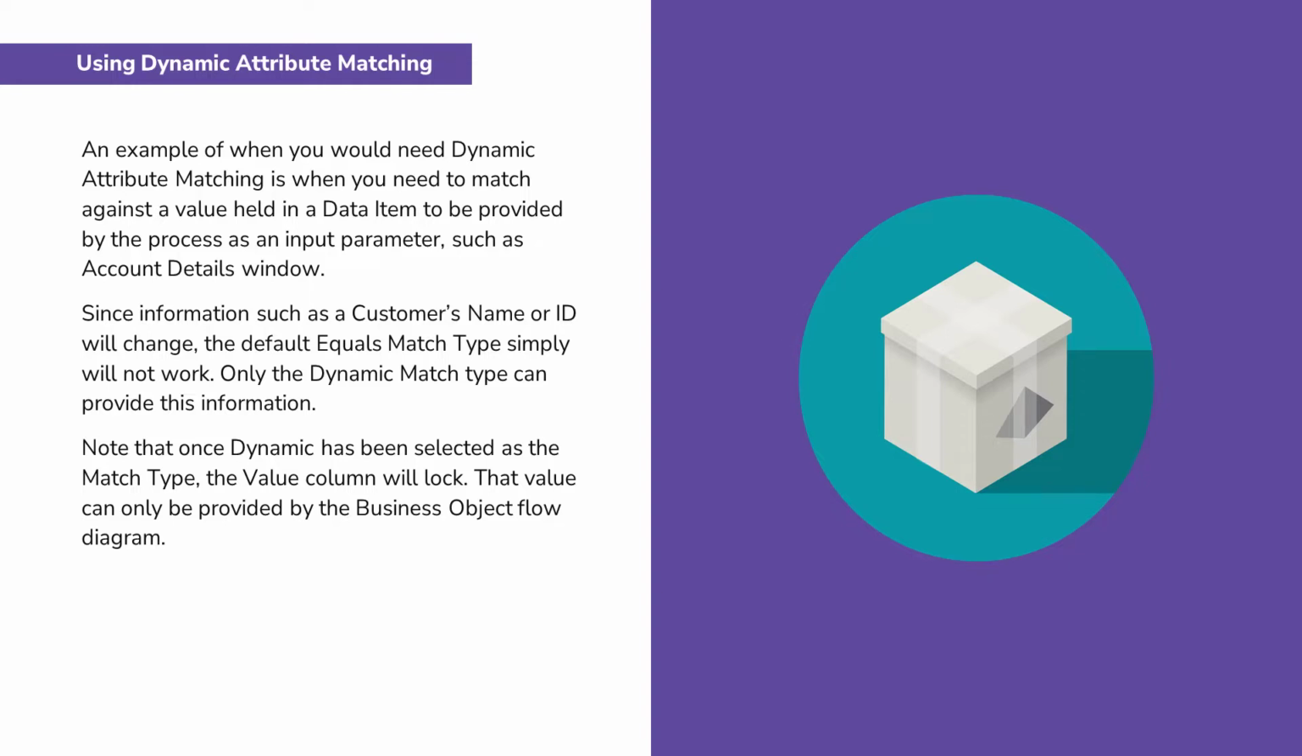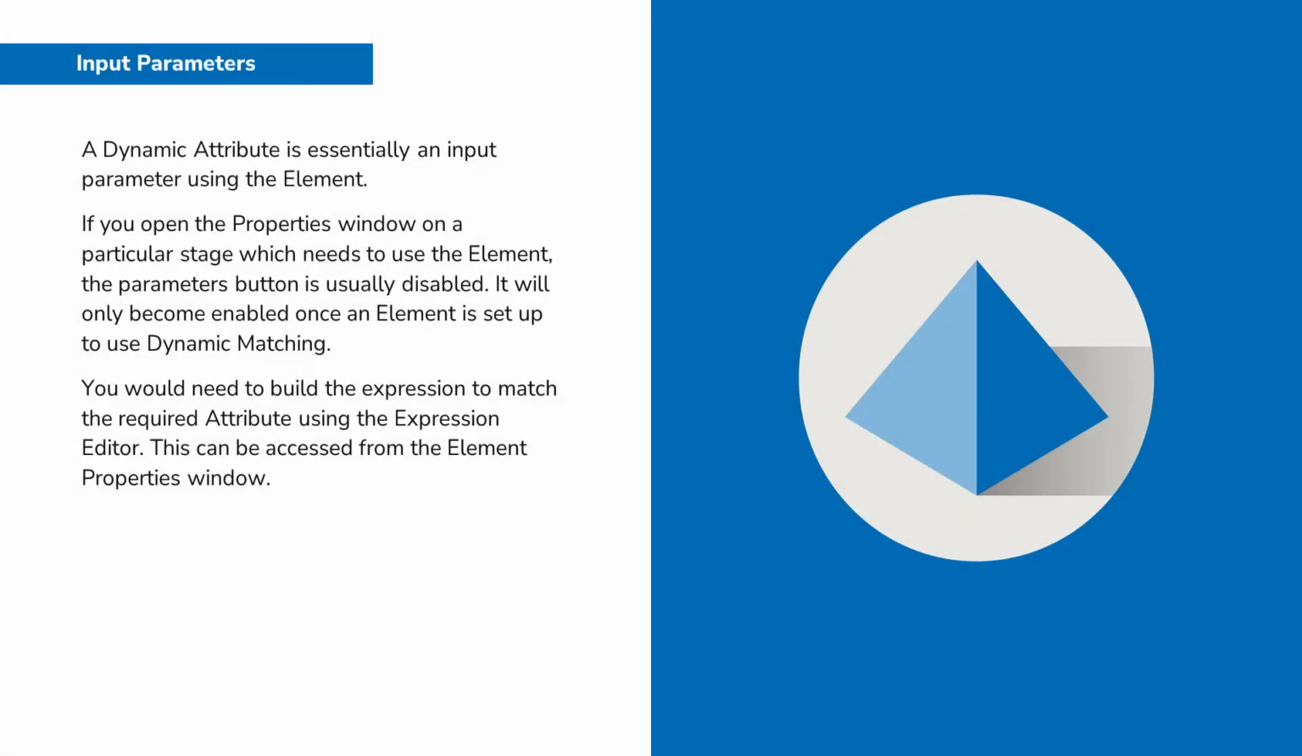Note that once dynamic has been selected as the match type, the value column will lock. That value can only be provided by the business object flow diagram. A dynamic attribute is essentially an input parameter using the element. If you open the properties window on a particular stage which needs to use the element, the parameters button is usually disabled. It will only become enabled once an element is set up to use dynamic matching.